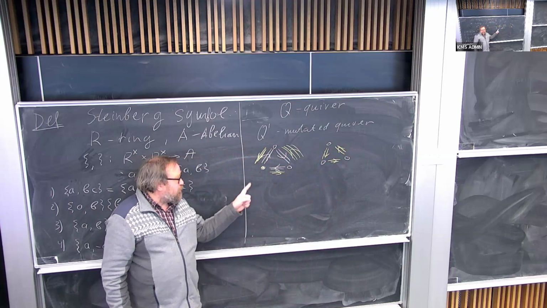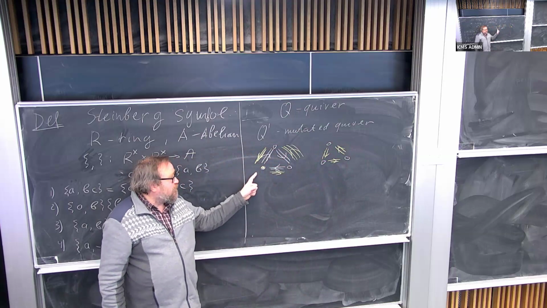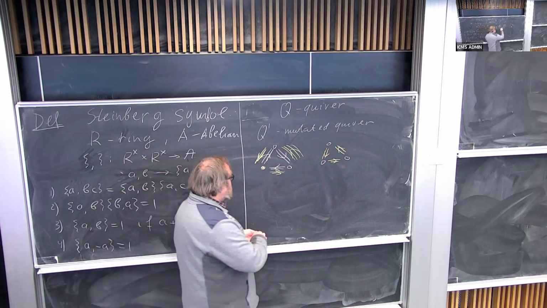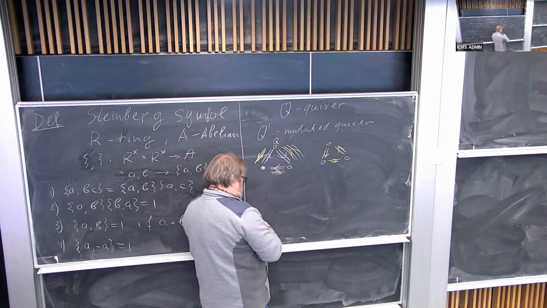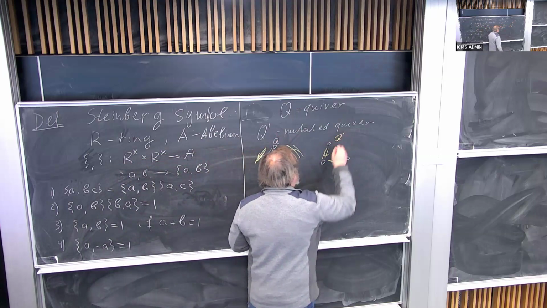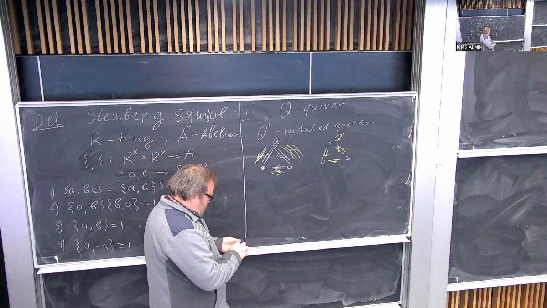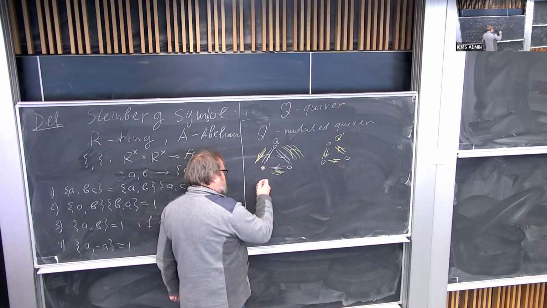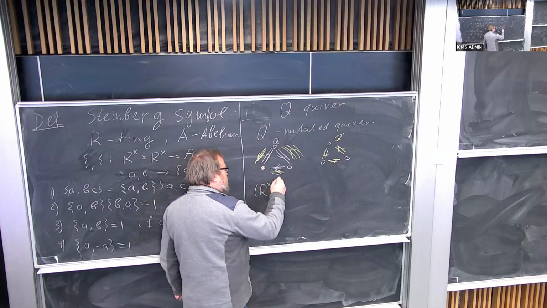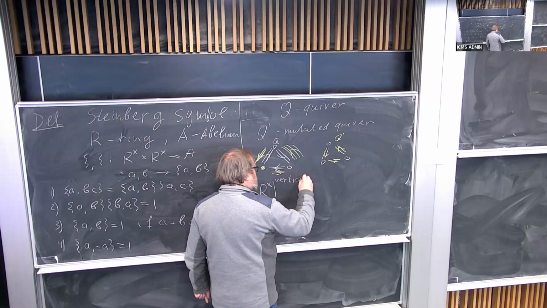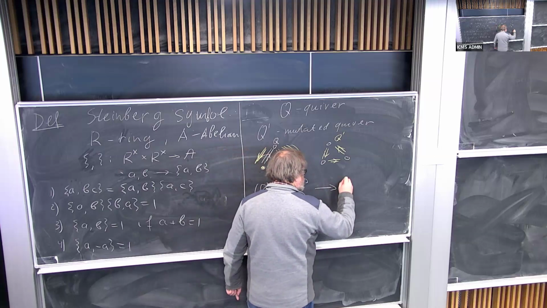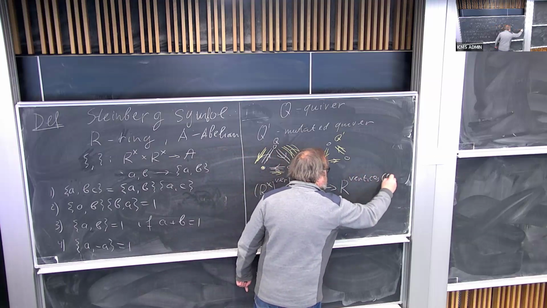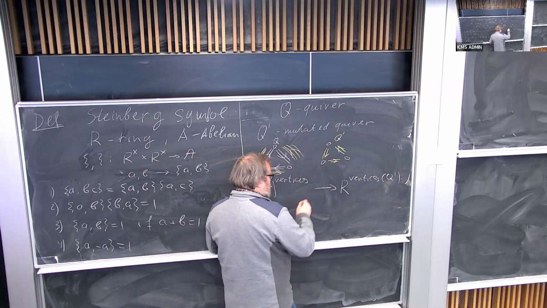So fortunately, in this particular case, the original quiver is isomorphic to the mutated quiver. This is Q, this is Q, and this is Q prime. And what you do, suppose you have the space R star to the power of vertices, and you have a map to R star to the power of vertices of Q prime and of Q.